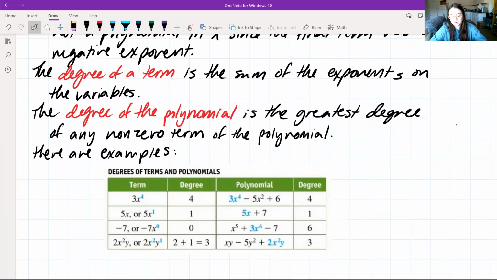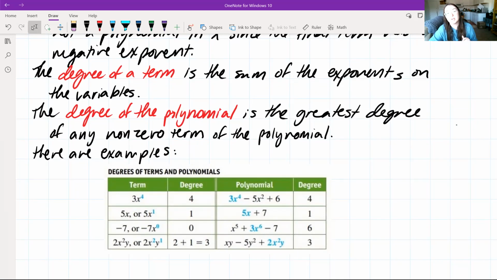So some examples, if we look at our chart here, degrees of terms and polynomials. Something like the term 3x to the power of 4, the highest degree is going to be 4, since we have that x to the power of 4. If we have something like 5x, our highest degree is 1. If we just have a constant like -7, then -7 can be expressed as -7 times x to the power of 0. So then our degree would be 0.